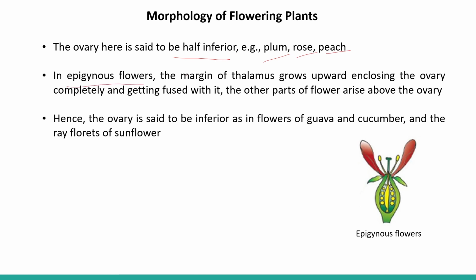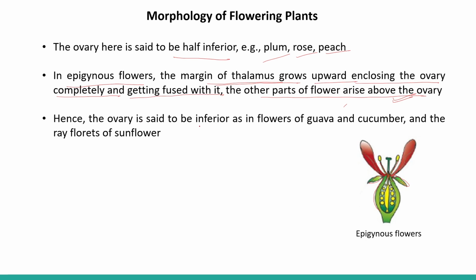In epigynous flower now, the margin of the thalamus goes upward. Now here, the margin of the thalamus goes upward in this position, right? And the other floral whorls or parts are situated just above it. So in the epigynous flower, the margin of the thalamus grows upward, enclosing the ovary completely and getting fused with it. The other parts of the flower arise above the ovary.